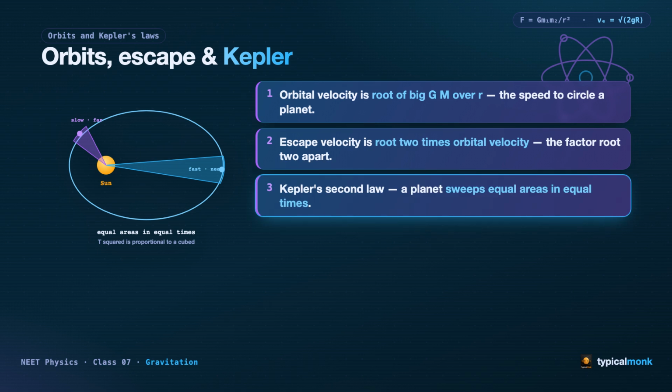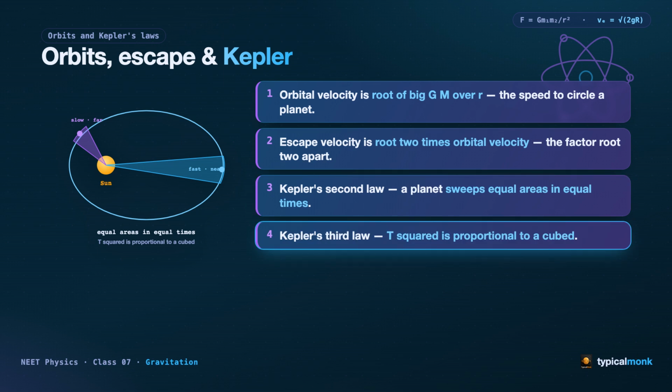Now Kepler's second law. Drawn here, a planet sweeps equal areas in equal times. See the two shaded wedges. Near the Sun, the planet moves fast over a short fat wedge. Far from the Sun, it crawls over a long thin wedge, and the two areas are equal.